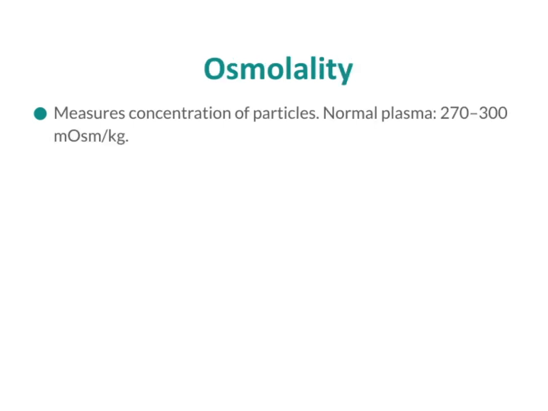Let's talk about osmolality. It measures how concentrated particles are in a fluid. For normal plasma, that range sits between 270 and 300 milliosmoles per kilogram. It's a key number because it tells us about the balance of water and solutes in the body. Keeping osmolality within this range is crucial for cells to function properly and maintain overall health.